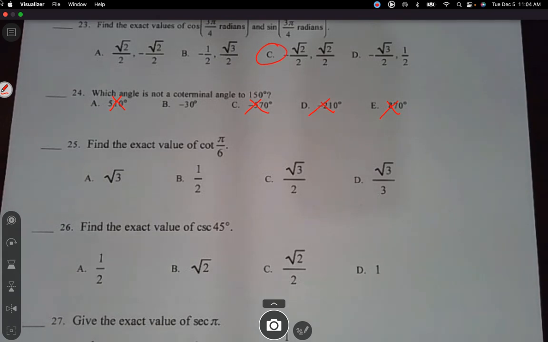This next one is what really gets me. I just need you to find the cotangent of pi over 6.